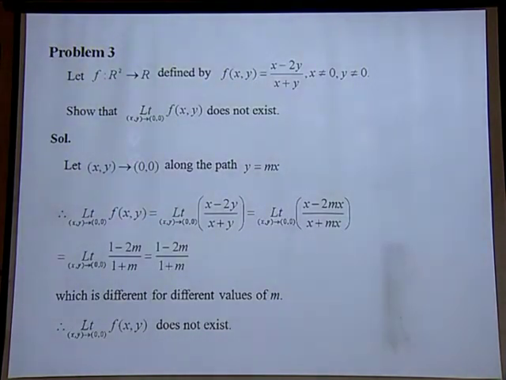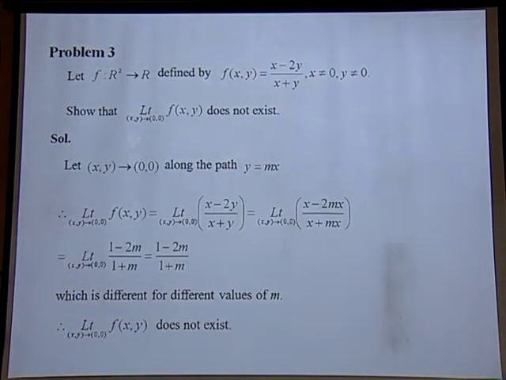Therefore, the limit of f of x y as x y tends to 0 0 is equal to the limit as x y tends to 0 0 of x minus 2y over x plus 2y, because here given f of x y is equal to x minus 2y over x plus 2y.